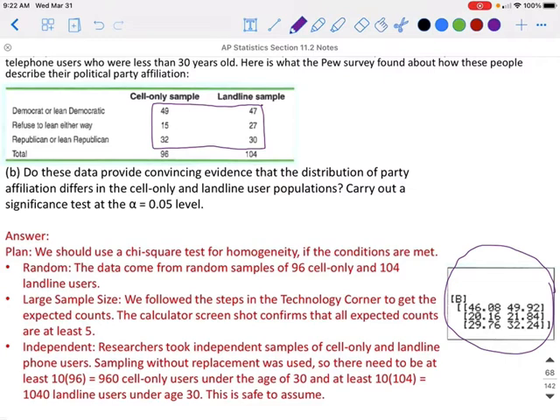And from that, we can see that all of them are at least 5, so the large sample size has been met. Next, we need to check independence. Because they are sampling without replacement, we have to check that 10% condition. So 10 times 96, we can assume in the country there's at least 960 cell phone only users under the age of 30. And if we do 10 times 104, we can assume there's at least 1,040 landline users who are under the age of 30.